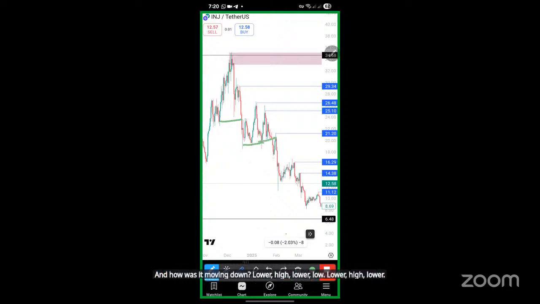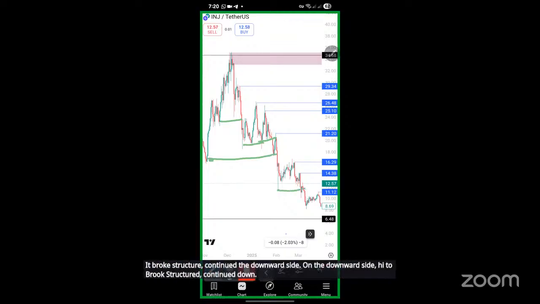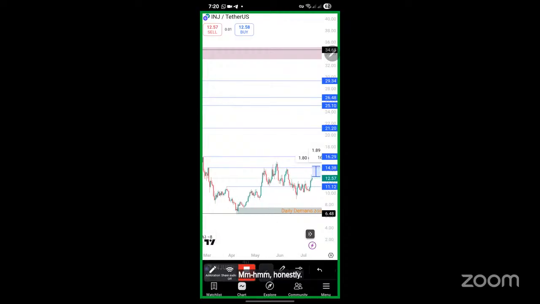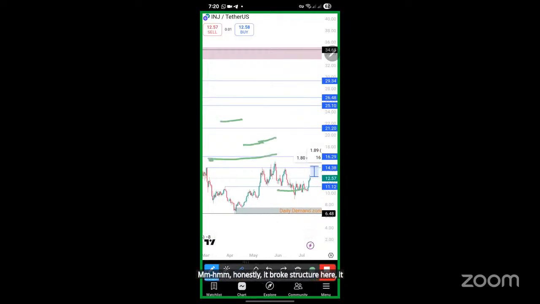Okay, let's put that point like that. It broke structure and continued the downward side. It broke structure here, and it continued down. Can you see? It broke structure here, and it continued down. Now, then after it tapped the demand zone.